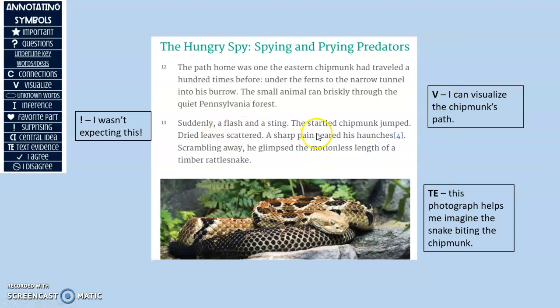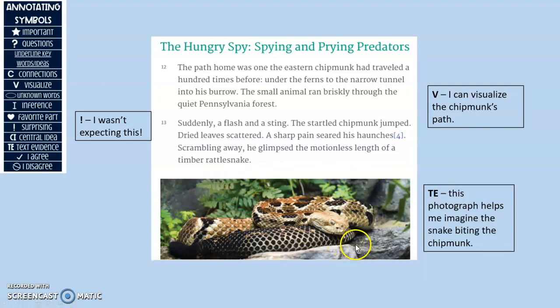Suddenly, a flash and a sting. The startled chipmunk jumped. Dead leaves scattered. A sharp pain seared his haunches. Scrambling away, he glimpsed the motionless length of a timber rattlesnake. So, this was like the OMG, I can't believe that just happened moment. I wasn't expecting this. So, when you hear something unexpected or surprising, that's your exclamation mark, like, oh my gosh, I can't believe that just happened. Poor little chipmunk.